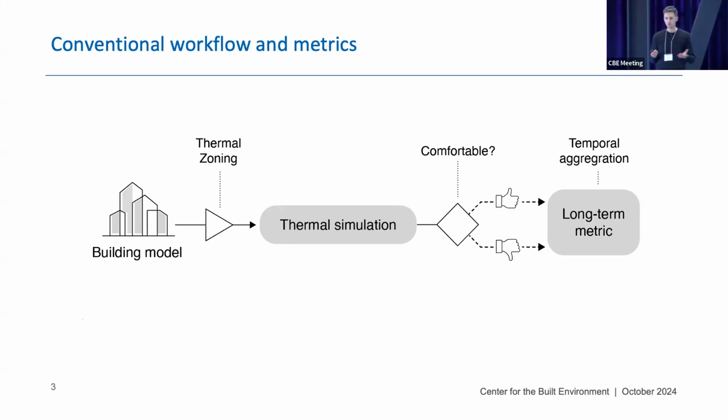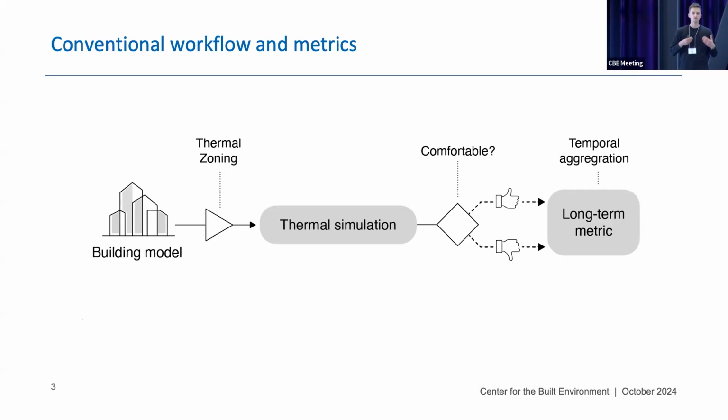We start with a building model. We then separate it into thermal zones. Each of these thermal zones is then simulated separately. And at the end, we have hourly indoor climate data, and we use thermal comfort models like the PMV model or the adaptive model to make an assessment of thermal comfort on an hourly basis.